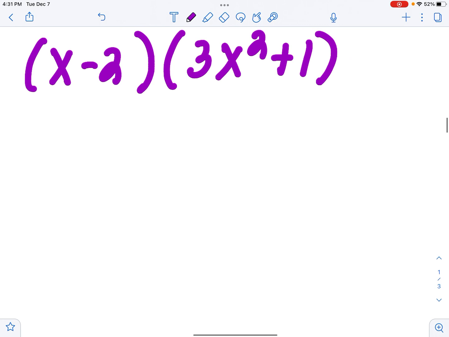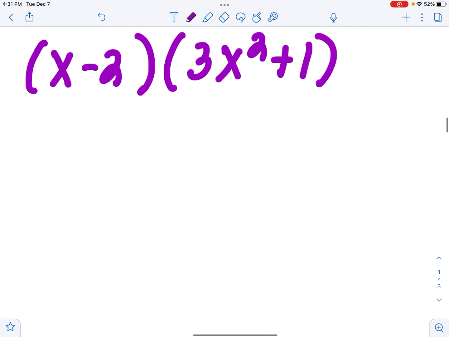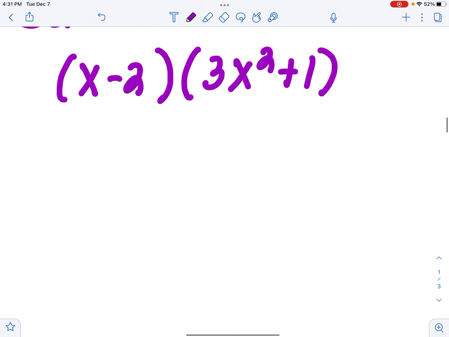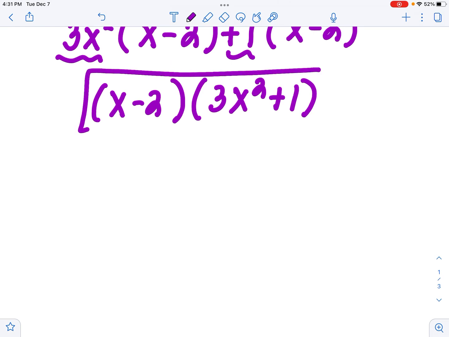So the 3x squared plus 1 is still a quadratic, but it's not a difference of squares. It's not a sum of cubes. It's not a difference of cubes. So this is as far as we can go here. And that's your answer.